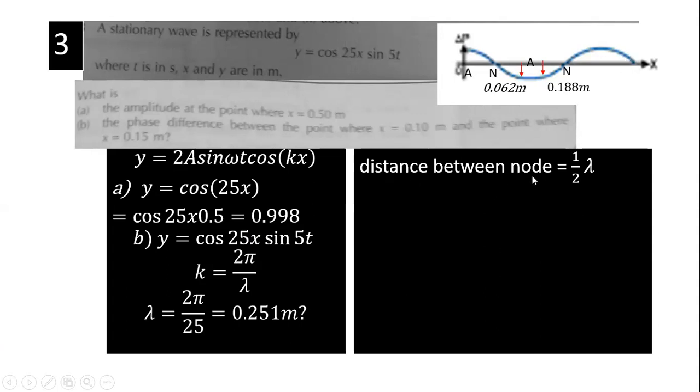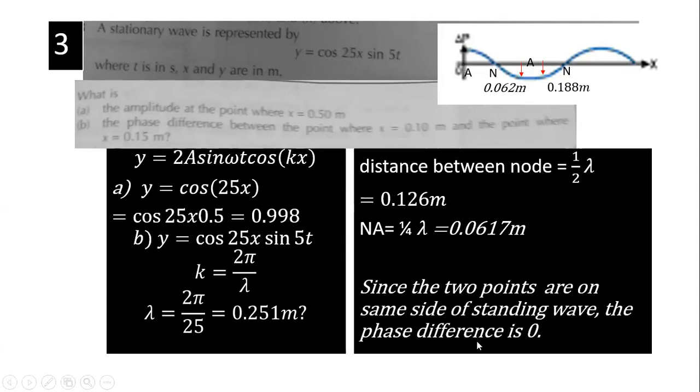So the distance between the nodes is half lambda, right? Node and node is half lambda, which is 0.126 meter. That's your lambda. Half of this one is this one. That distance there is a quarter lambda. Okay, since the 2 points are on the same side of the standing wave, the phase difference is 0.